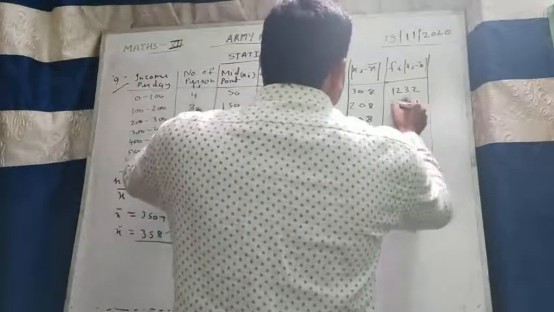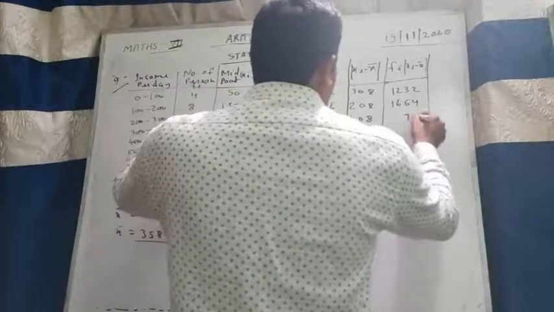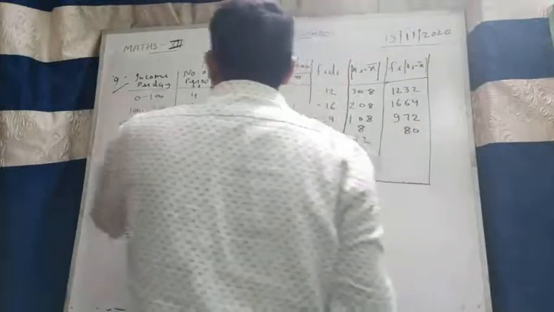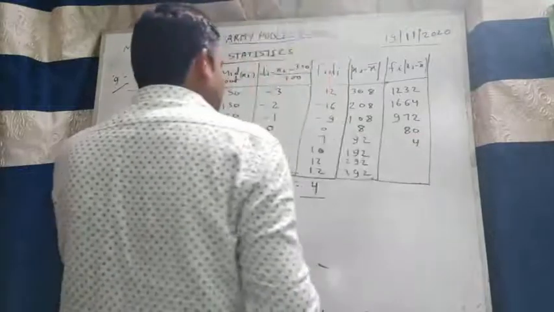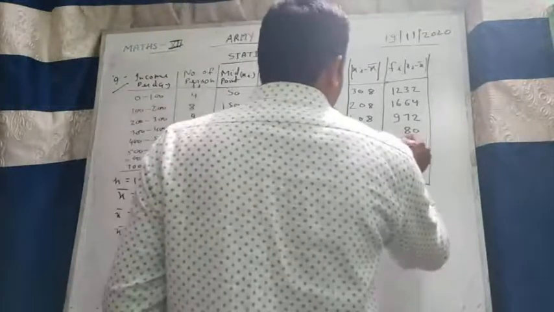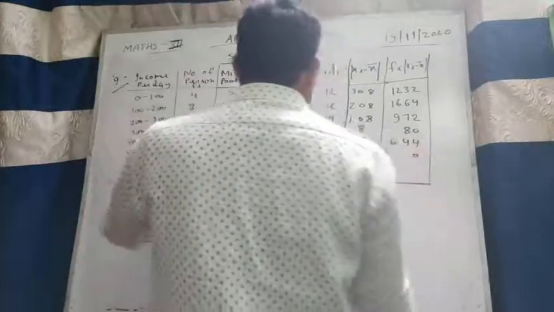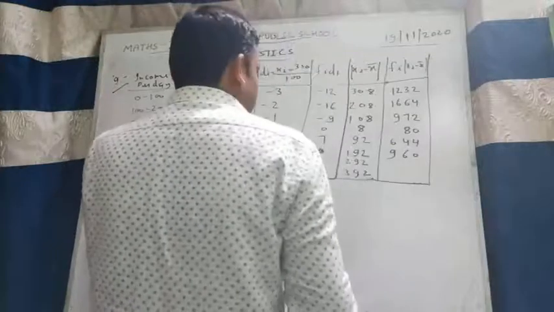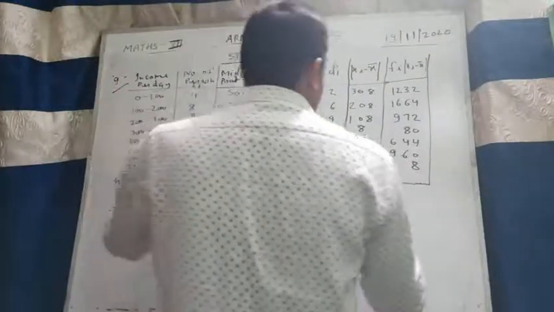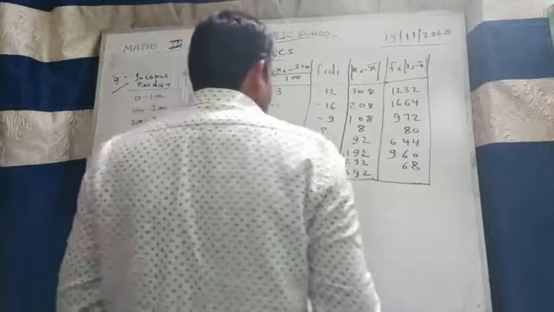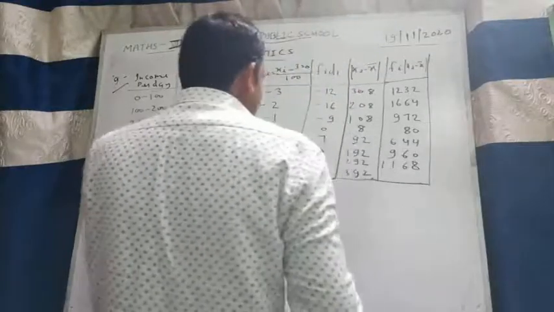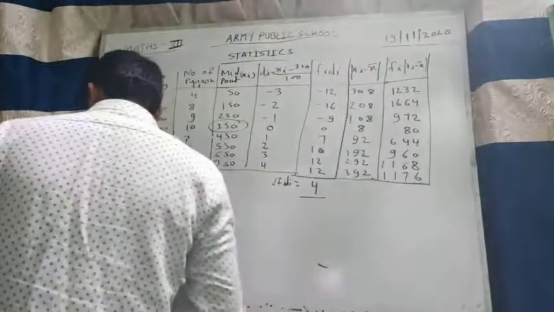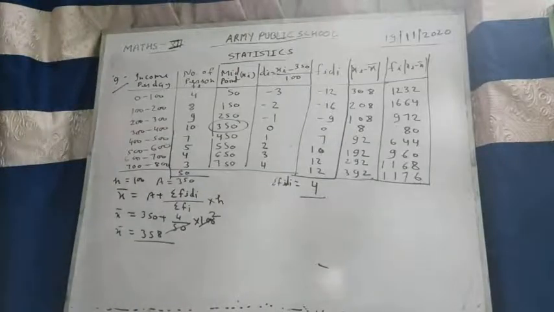8 8 is 64, 8 2 is 16, 9 8 is 72, 9 1 is 9, 10 8 is 80, 7 2 is 14, 7 9 is 63 and 64, 5 2 is 10, 5 9 is 45, 46, 5 1 is 5, 4 9, 4 2 is 8, 4 9 is 36, 4 2 is 8 and 3 11, 3 2 is 6, 3 9 is 27, 3 3 is 9, 2 11. So this is our required table.